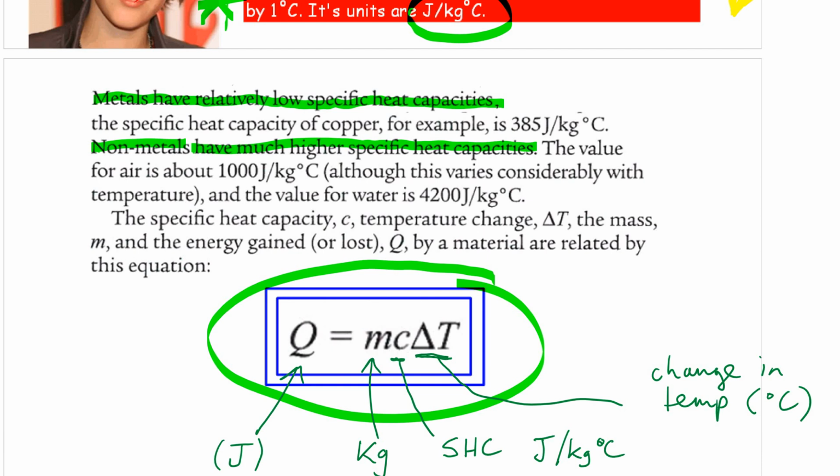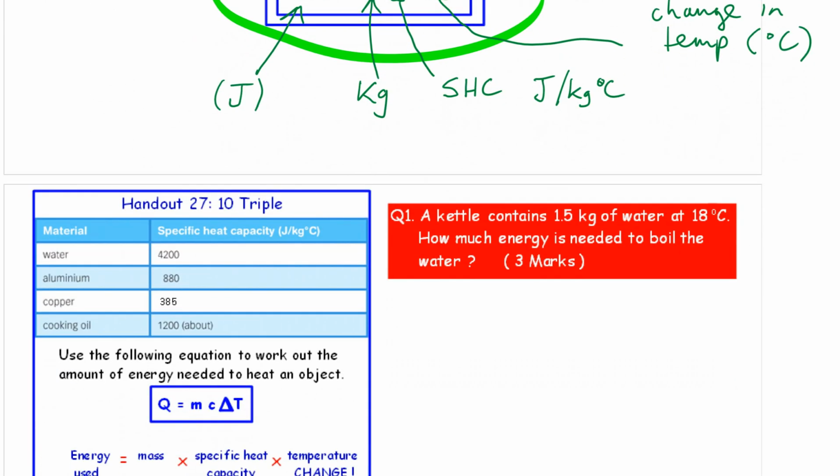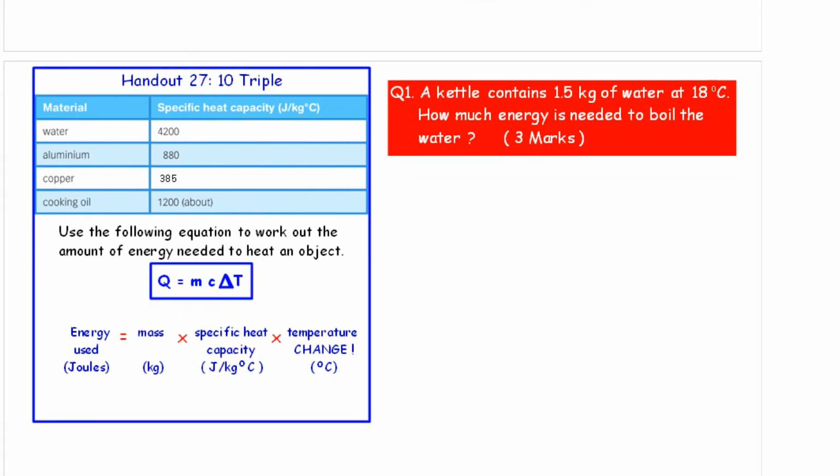Now, let's go through a couple of examples, and it should start to make some sense then. So you should have handouts 27, 28, 30 and 30A. If you don't have those, let me know and I'll send them out to you. So let's have a look at this question now. A kettle contains 1.5 kilograms of water. It's at 18 degrees. How much energy is needed to boil the water?